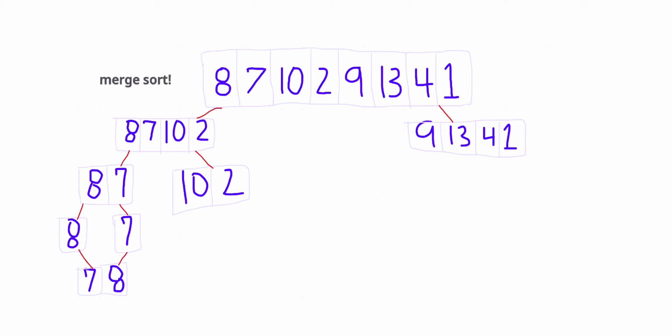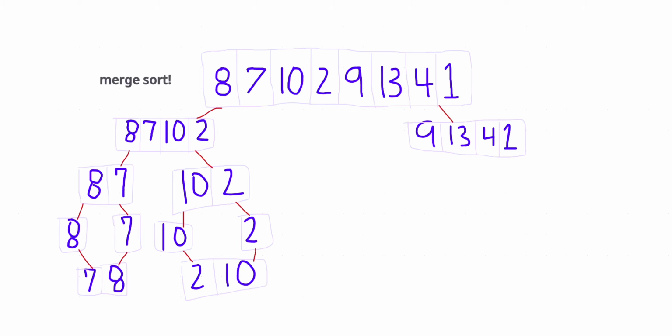So let's continue. We break 10 and 2 into separate subarrays, and note that these also each contain one element. And so now it's time to call merge again. Since 2 is less than 10, 2 will be the left element of our new subarray. So we've merged these back together.